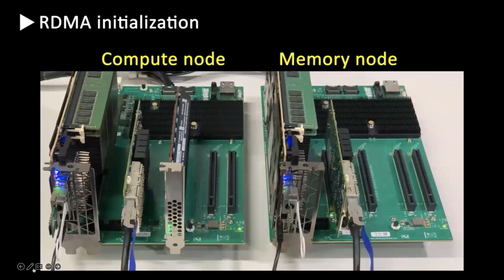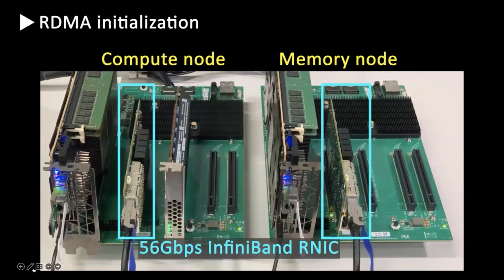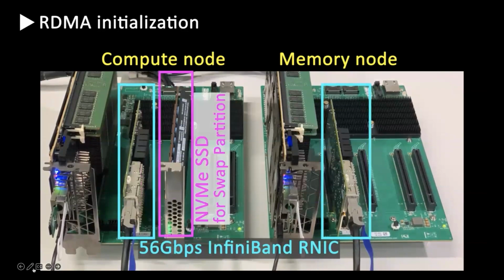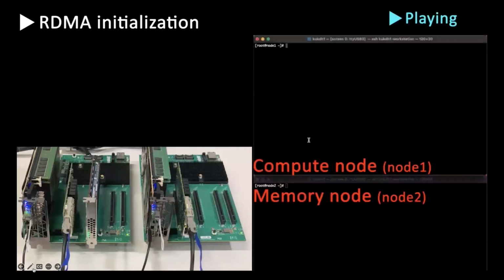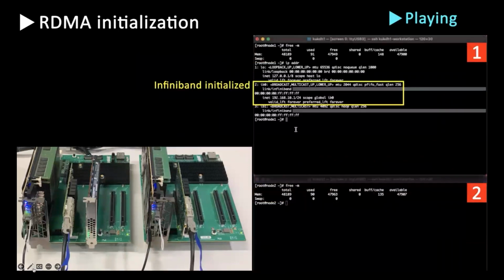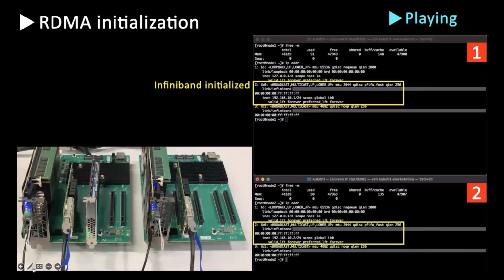For the comparison, we use the same accelerator cards for the RDMA system. We use InfiniBand FDR for the RDMA network and 1 NVMe SSD for creating a swap partition. Each node has 48 GB of system memory, and the InfiniBand is initialized correctly.